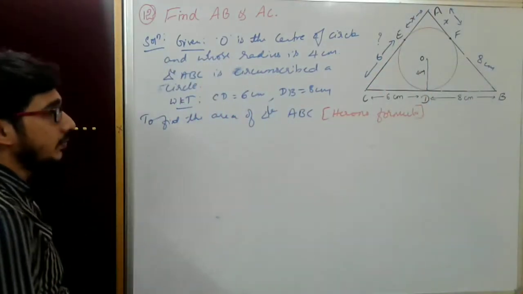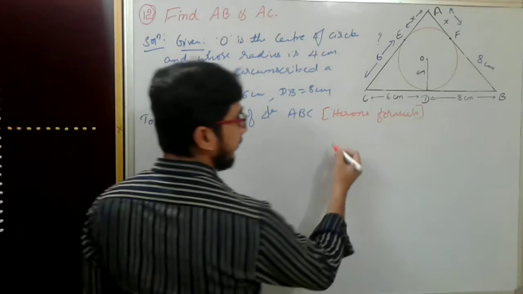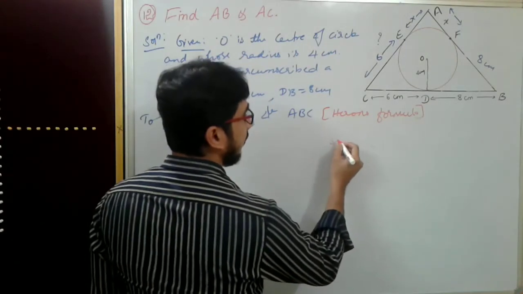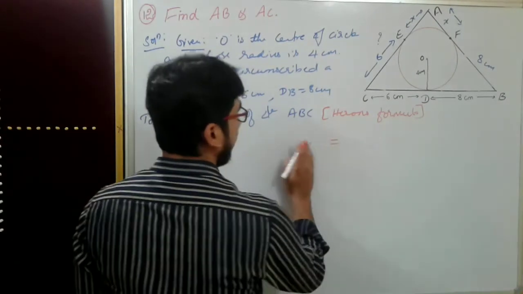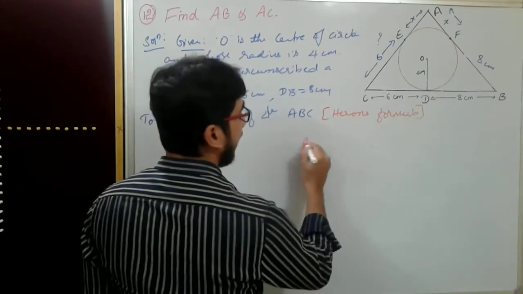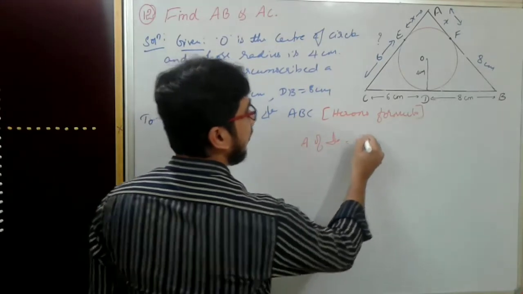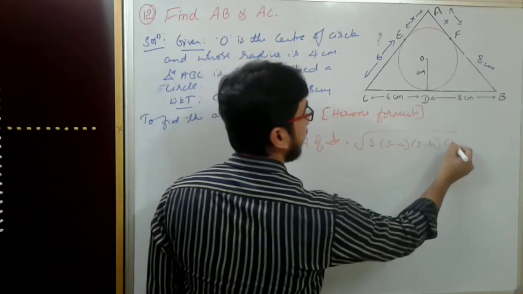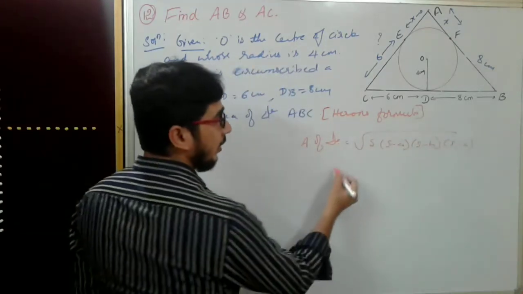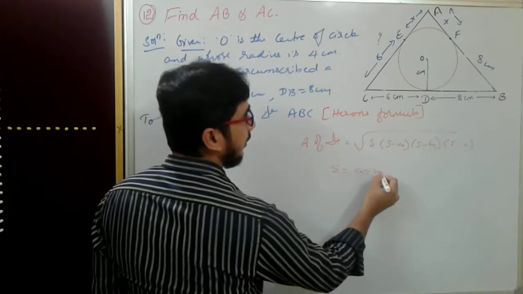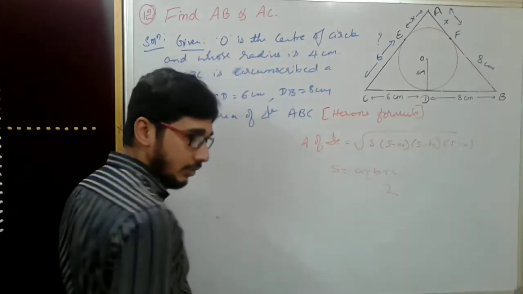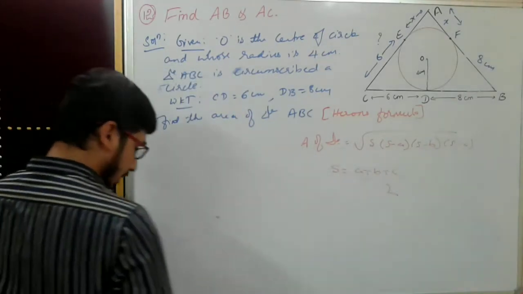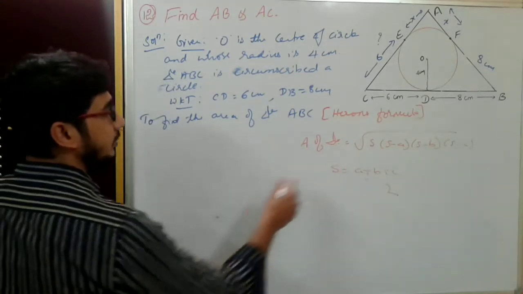So let us write Heron's formula. I'll write it separately. What is Heron's formula? Area of triangle is equal to root of S into S minus A, into S minus B, into S minus C. This is the formula, where S is equal to (A plus B plus C) by 2. So let us first find the semi-perimeter.